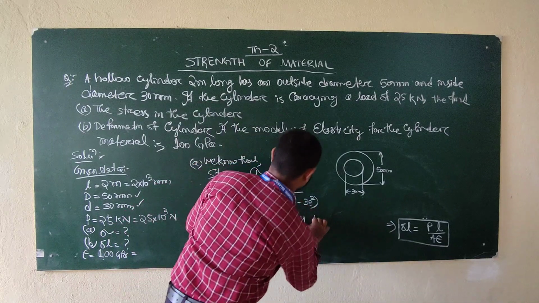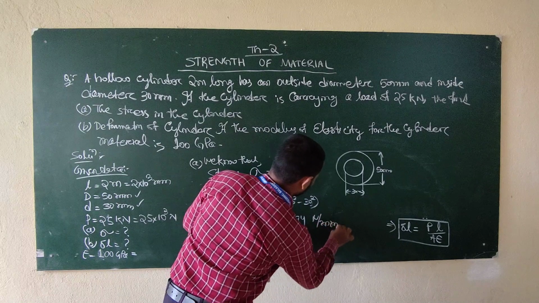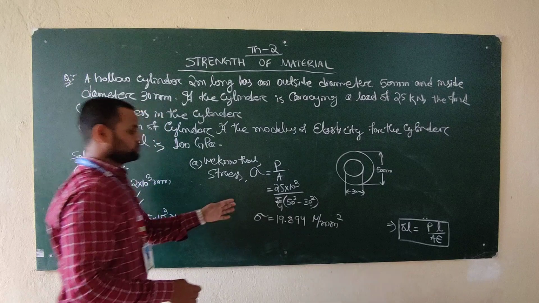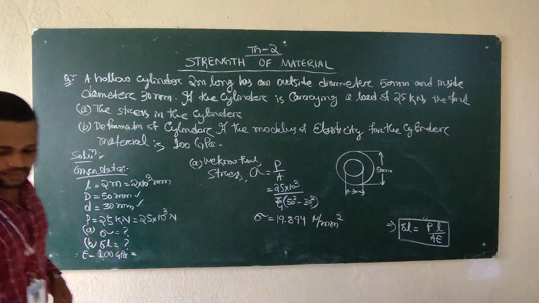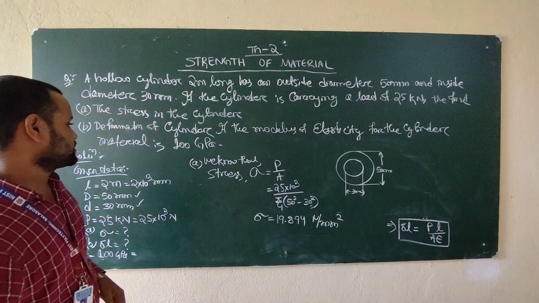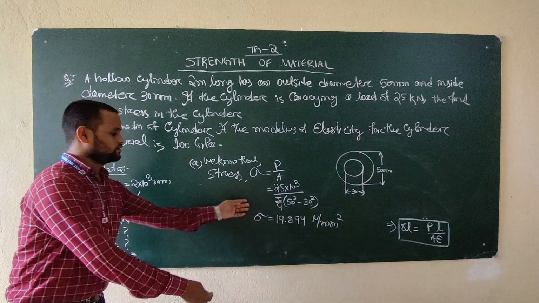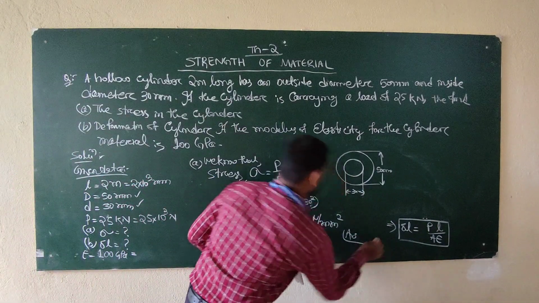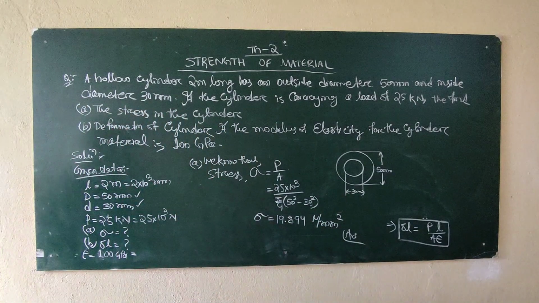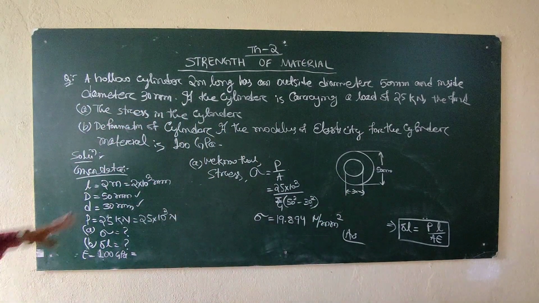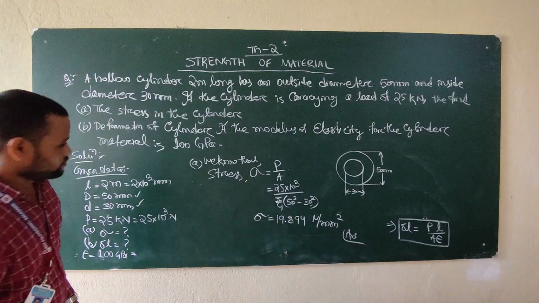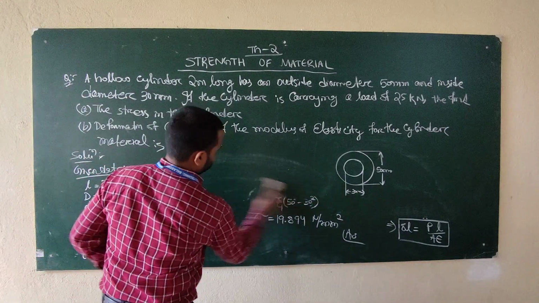19.894 Newton per millimeter square. Unit is very important, so you have to write the unit always. So stress sigma equal to P by A. So here is the answer, sigma or stress, with its unit. First we will calculate the stress. Now we have to go to the second part.